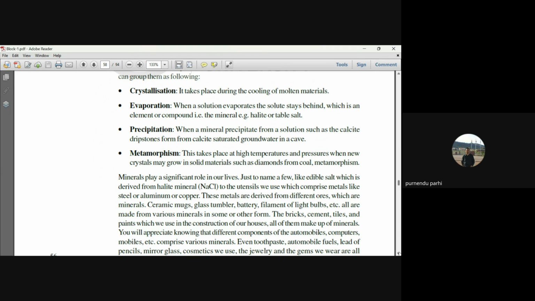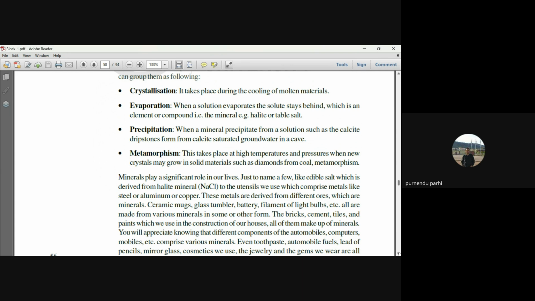Precipitation: when a mineral precipitates from a solution, such as calcite from calcite-saturated groundwater in a cave. Metamorphism: this takes place at high temperature and pressure, when new crystals grow in solid materials, such as diamond from coal in metamorphism.